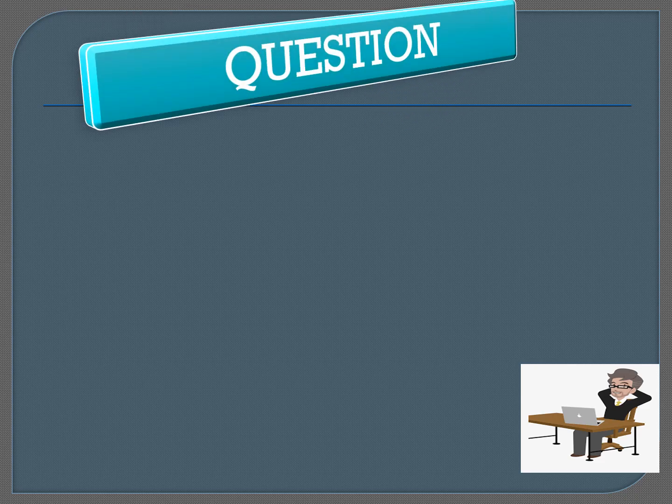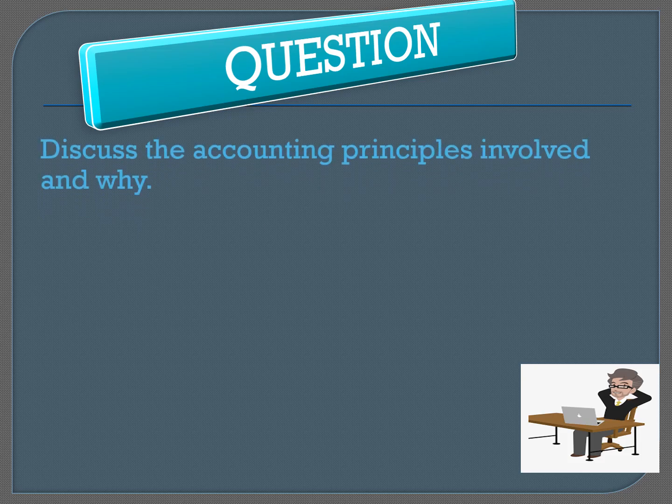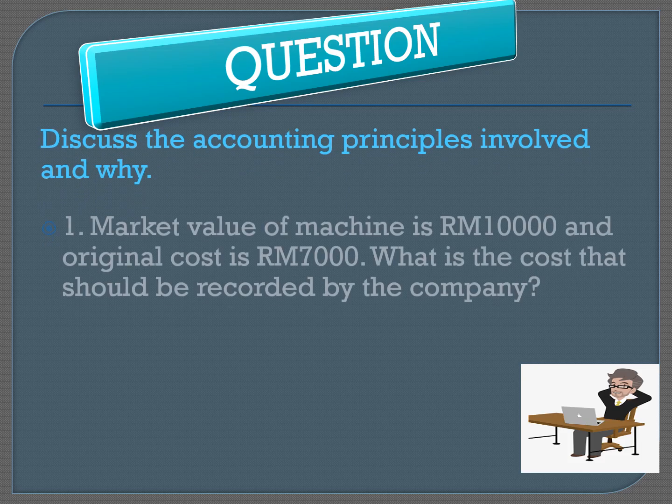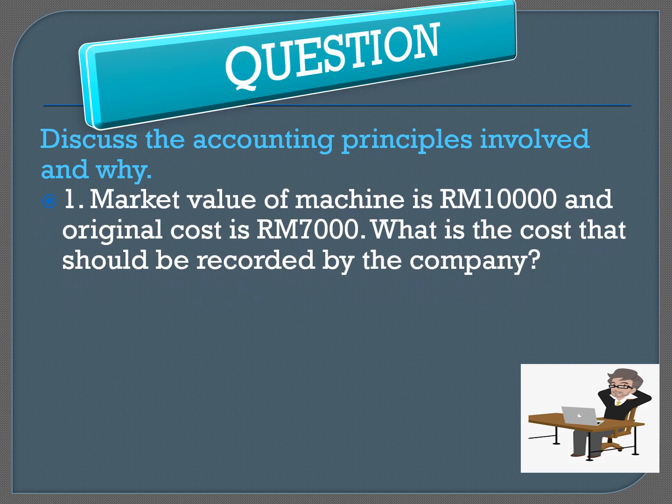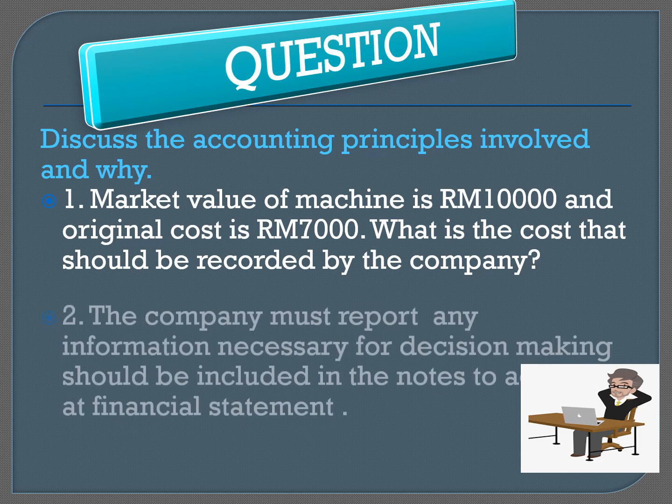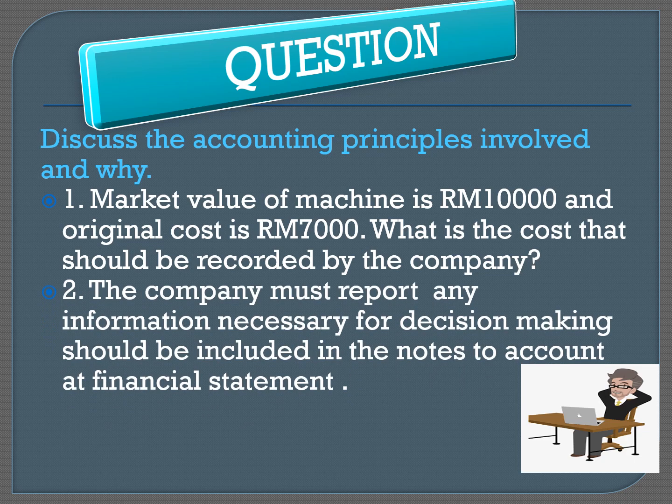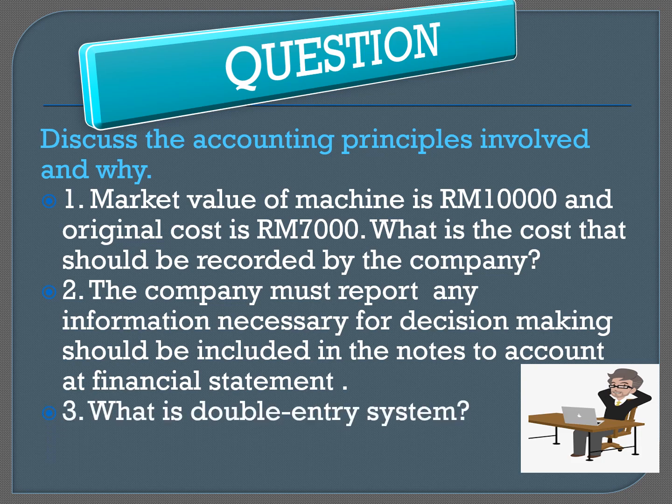Questions. Discuss the accounting principles involved and why. 1. Market value of machine is RM 10,000 and original cost is RM 7,000. What is the cost that should be recorded by the company? 2. The company must report any information necessary for decision-making, which should be included in the notes to account of the financial statement. 3. What is the double entry system?